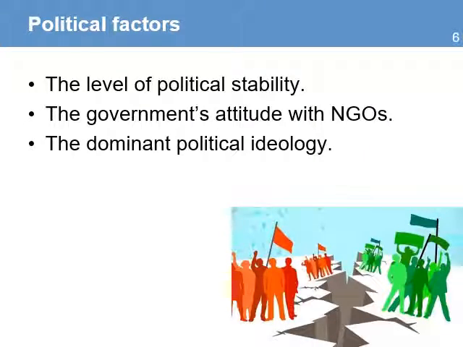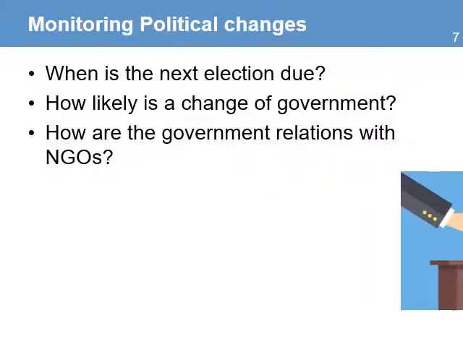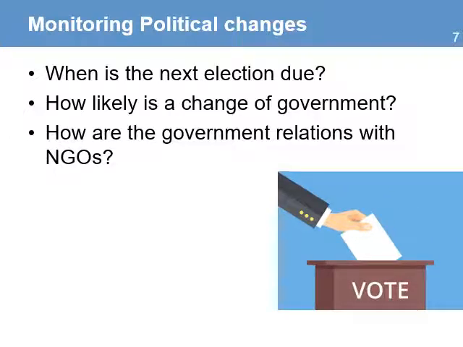Political factors. This part of the analysis is concerned with how the policies and actions of the local government can affect the project. Factors to be considered include the level of political stability, the government's attitude with NGOs, and the dominant political ideology. These are some of the questions you need to ask to monitor the political factors and see if there are changes that may affect the project. When is the next election due? How likely is a change of government? And how are the government relationships with NGOs?